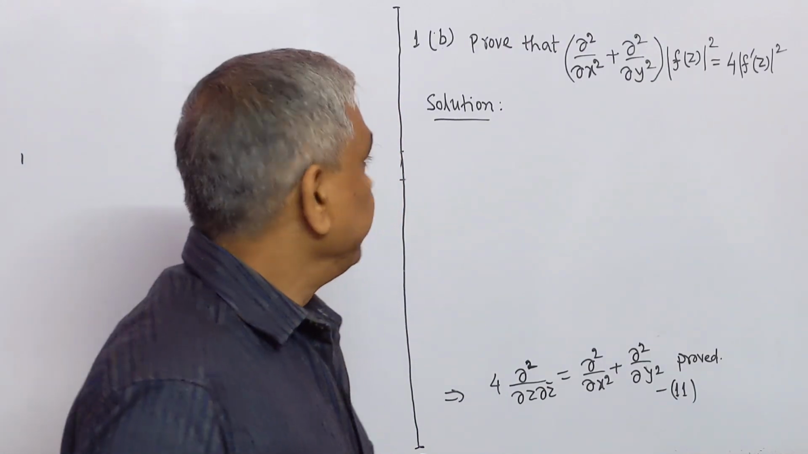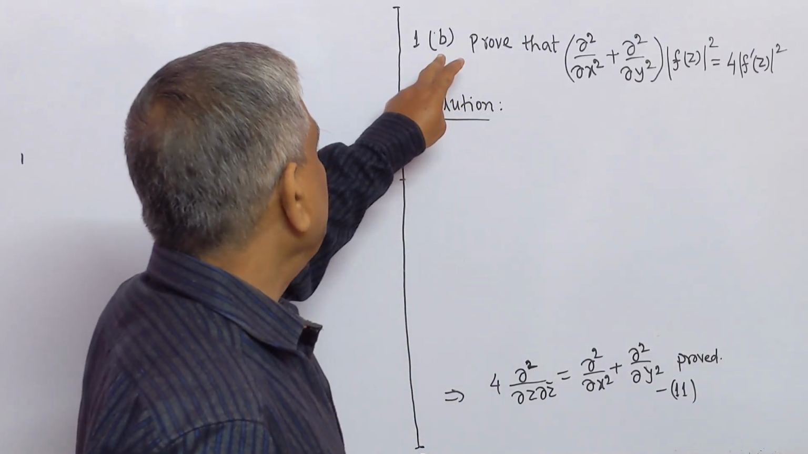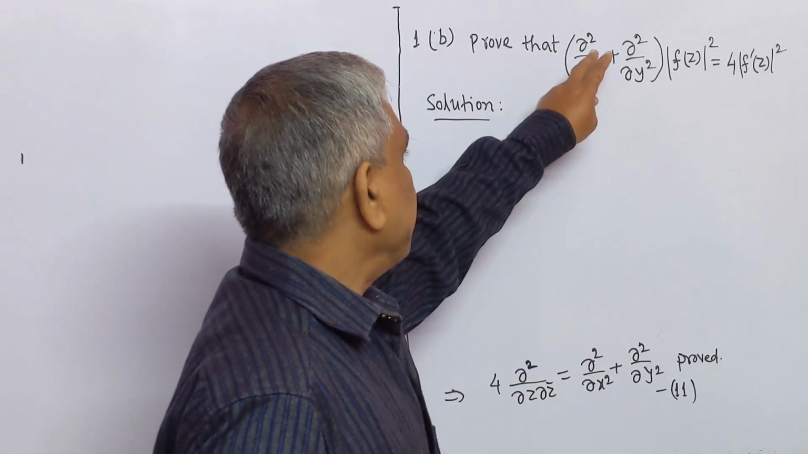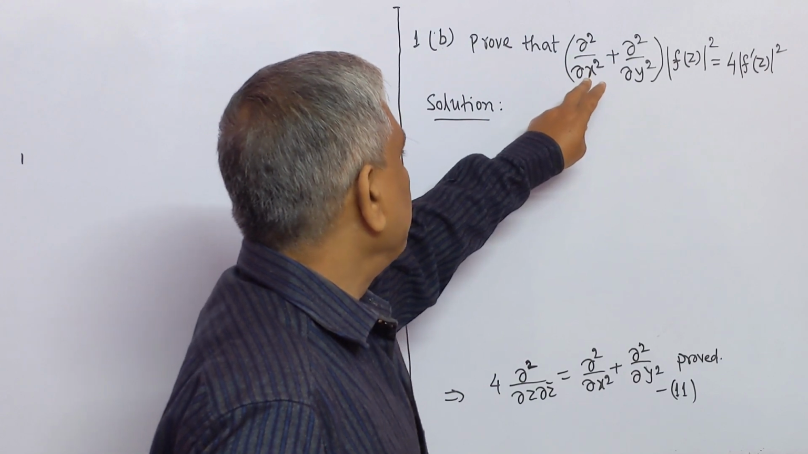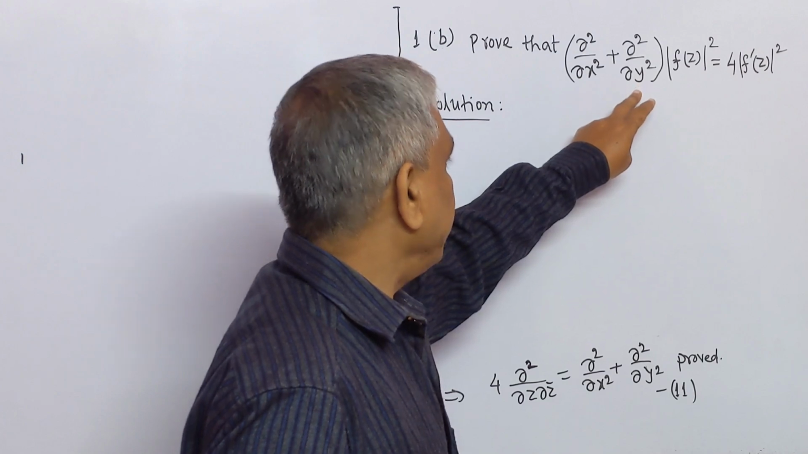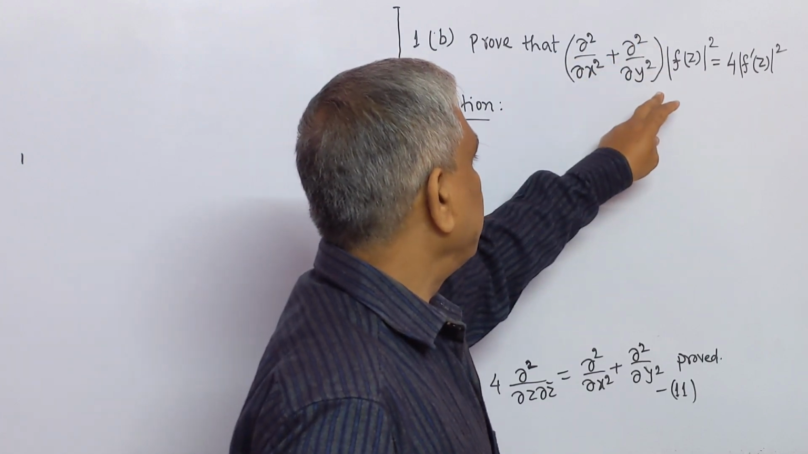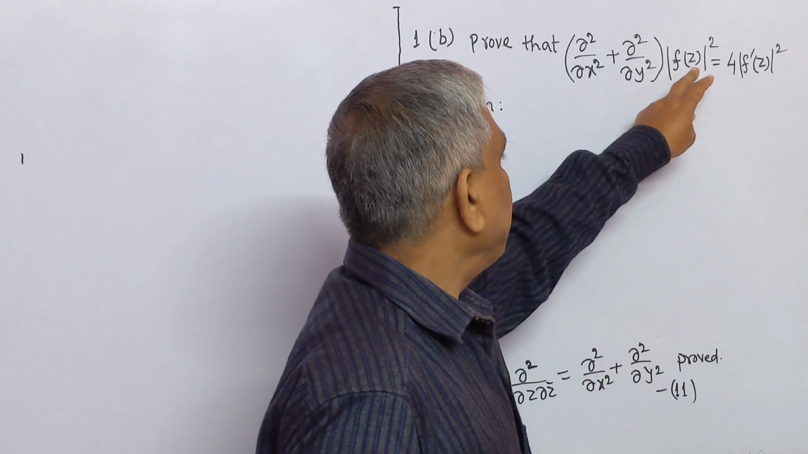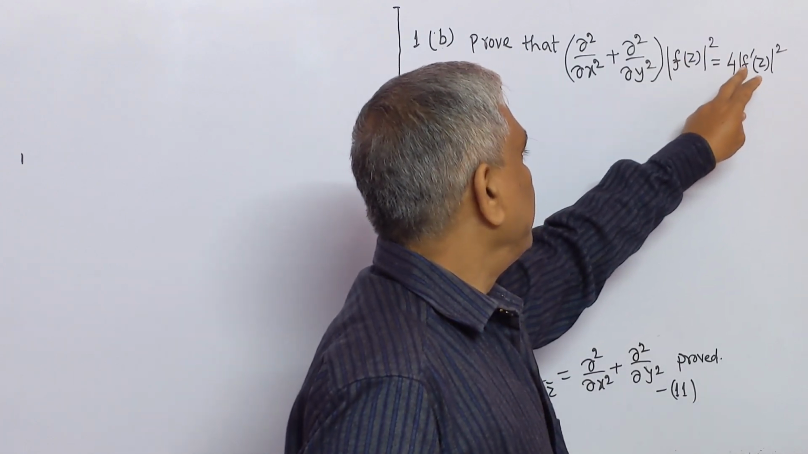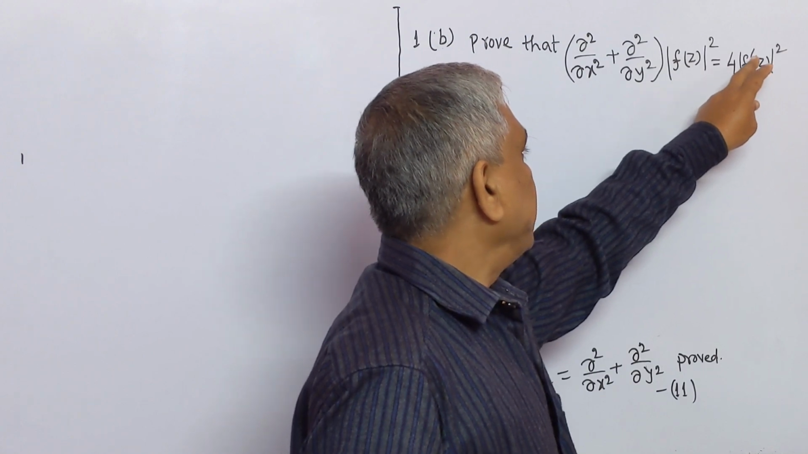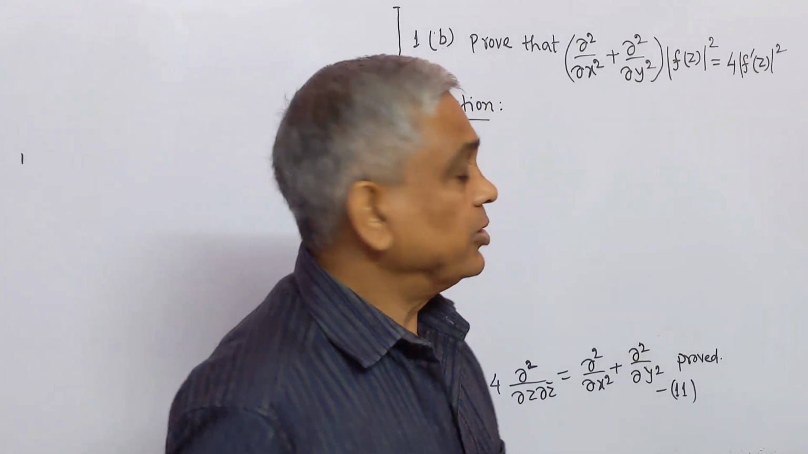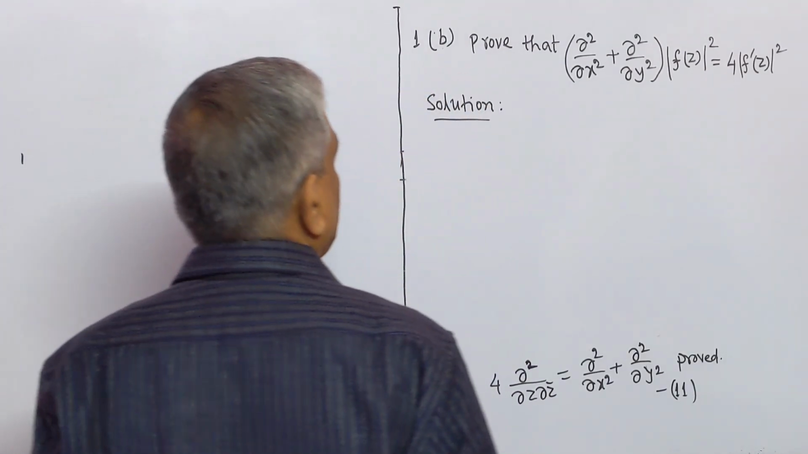Now we solve next problem. Next problem is b of 1. Prove that second order partial derivative with respect to x plus second order partial derivative with respect to y, this is under bracket, modulus of f z square equal to 4 modulus of derivative of f z whole square. Now we solve this. Solution.